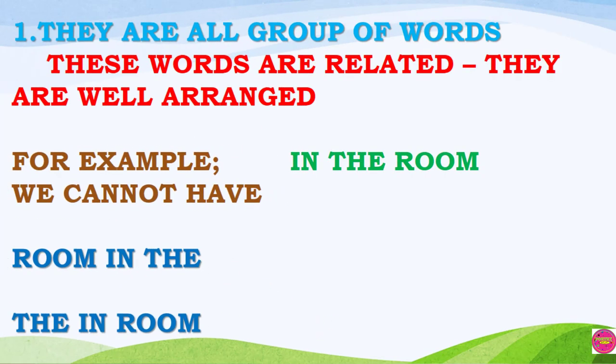What have you noticed about them? 1. They are all a group of words. These words are related. That is, they are well arranged. For example, in example 1, we have in the room. These are a group of words that are related and well arranged. We cannot have room in there or there in room.